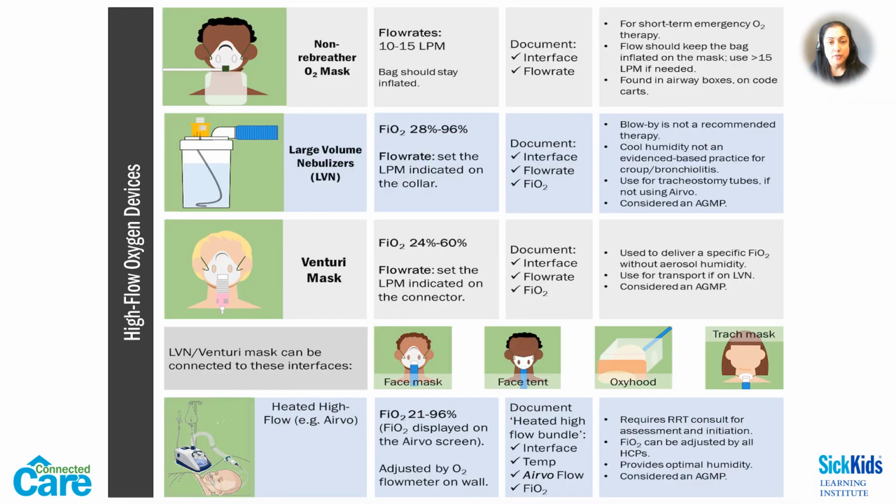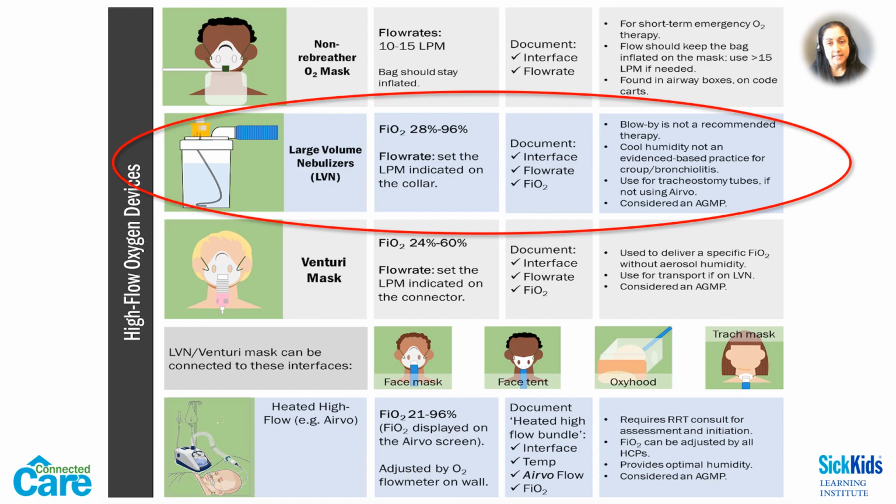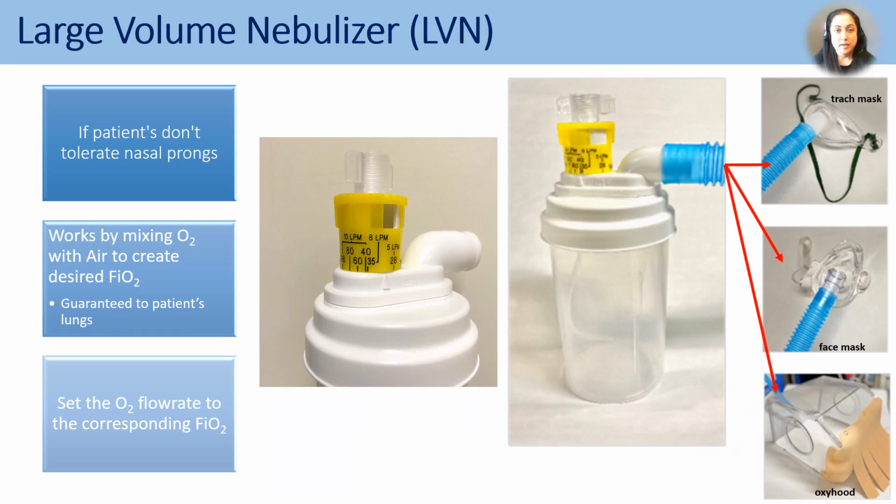Next are the large volume nebulizers and the interfaces that can be used with this setup. Large volume nebulizer setups provide oxygen from 28 to 96%. They work by entraining room air, which mixes with oxygen flow to create the desired FiO2. On the head of the bottle, the desired FiO2 is set, and then the oxygen flow rate indicated beside it is adjusted. The outlet of the water bottle is attached to large bore tubing and then to either a trach mask, face mask, or oxy hood.